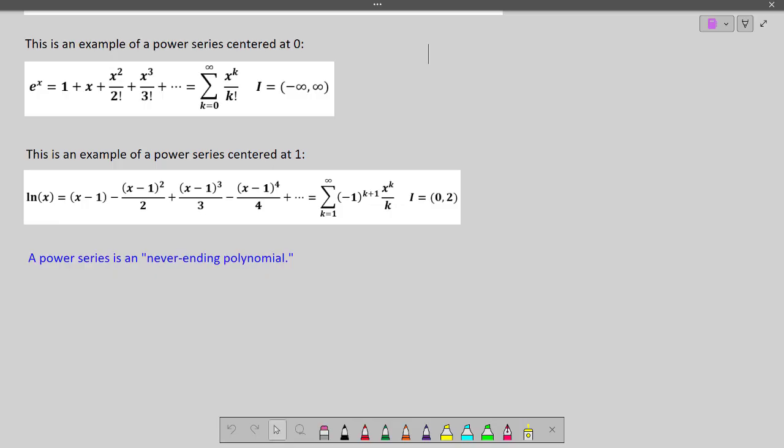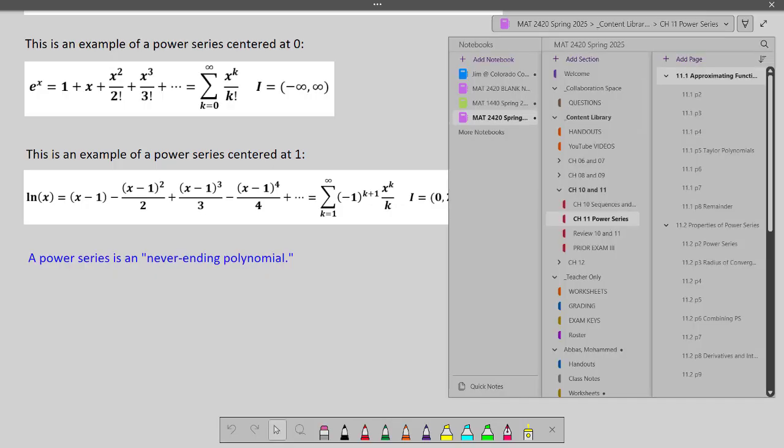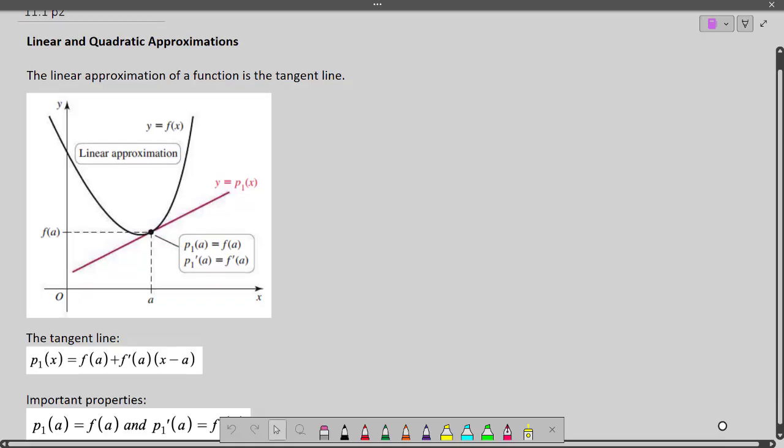Notice, if you plug in 1 on the left, natural log of 1 we know is 0, and you get 0 on the right also. So these infinite polynomials, aka power series, look like that. All right, so let's go back to Calc 1.